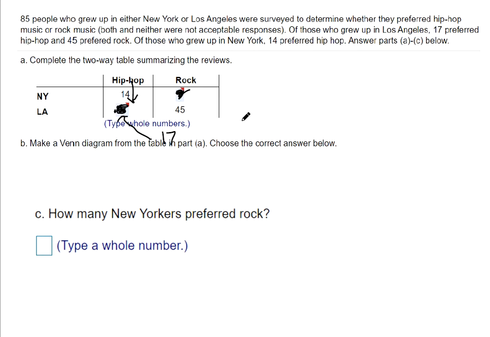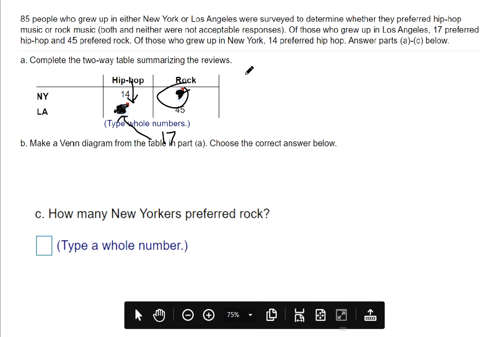Of those who grew up in New York, 14 preferred hip hop. They've already written that. And so now they've left a blank for rock. Let's see. Oh, it says right here both and neither were not accepted. They had to pick one. Okay, so we can use that to help us whittle down how many people are left over.